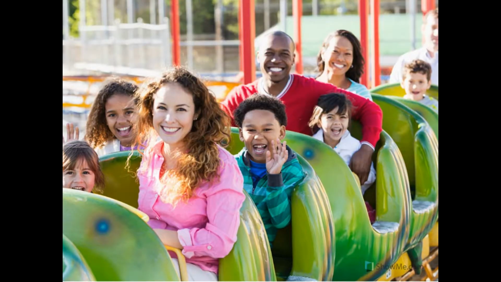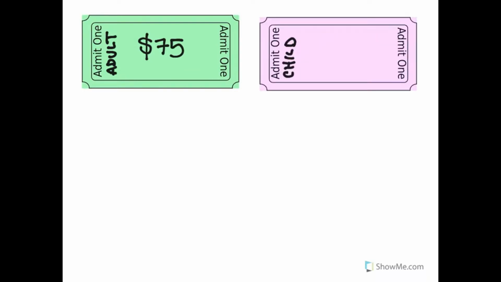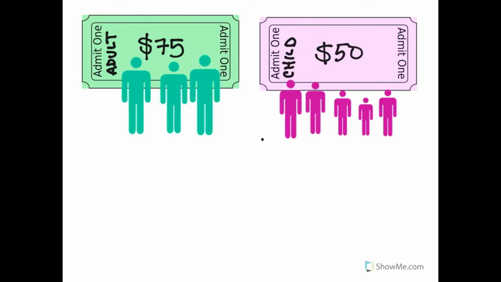Suppose you're going to visit an amusement park. Adult tickets cost $75 each. A child's ticket costs $50. Your group has 3 adults and 5 children. So how much will all the tickets cost together?